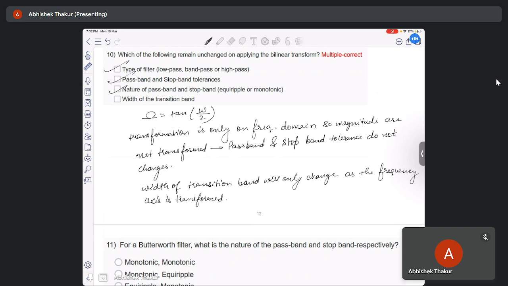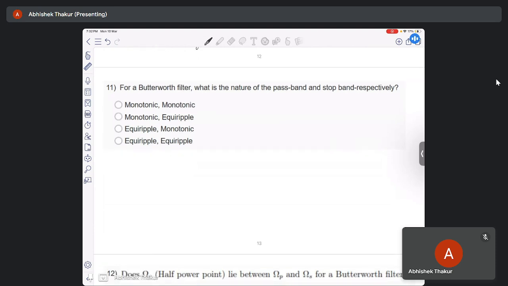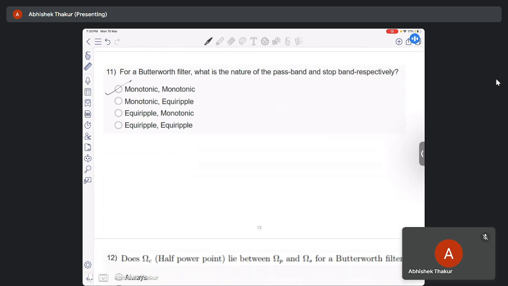Now coming to question number 11. For a Butterworth filter, what is the nature of the pass band and stop band respectively? For a Butterworth filter, the nature of both the pass band and stop band is monotonic, that is strictly either increasing or decreasing magnitude. So option A is the correct answer. Both the pass band and stop band will be monotonic.